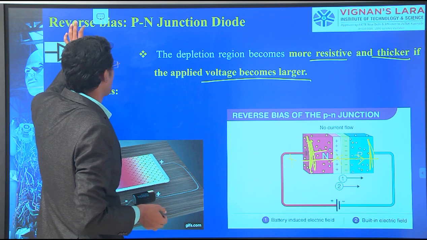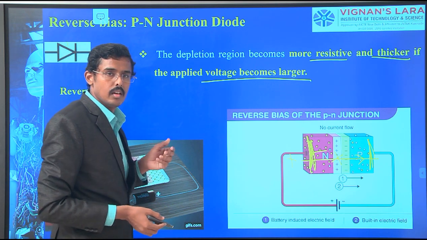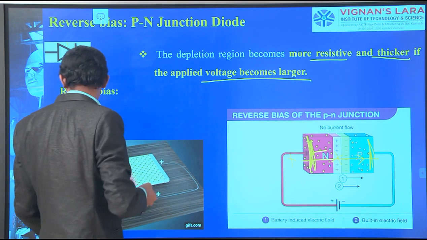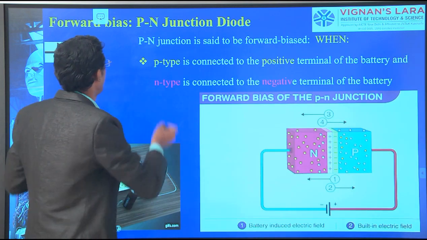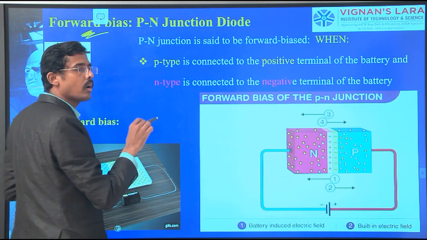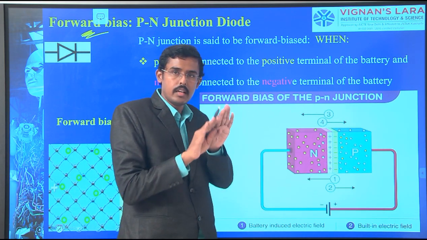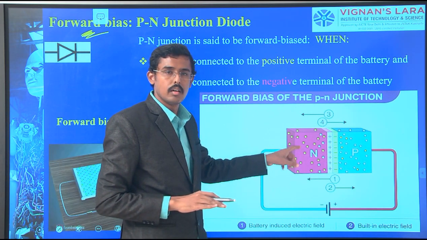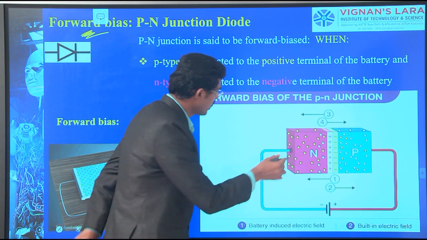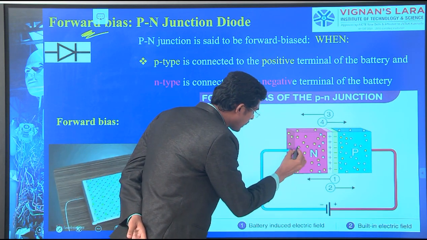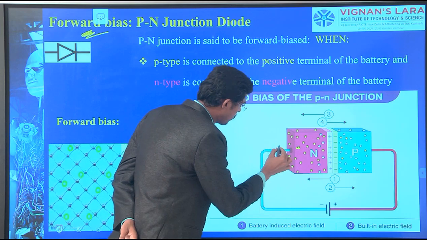So from the reverse biasing, I am going to the forward biasing. For the forward bias, what I have done is, the same N-type and P-type are there. We are connecting N to the negative.